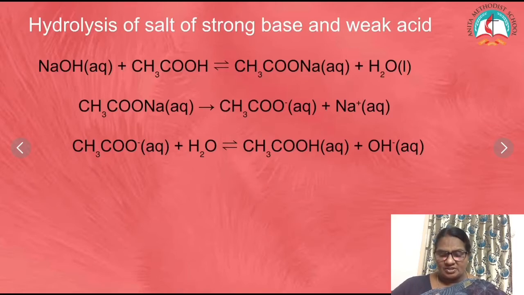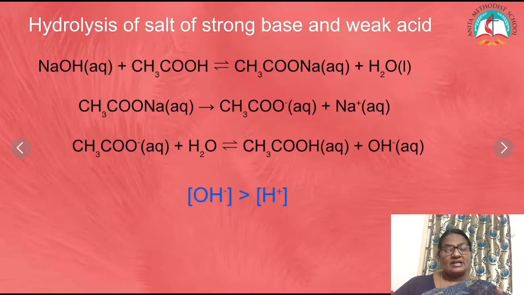So now in this solution, what are the ions I will be having? I will have Na plus, acetic acid, acetate and OH minus ions. The H plus ions are completely neutralized by acetate ions. So here the concentration of the hydroxyl ion is greater than the H plus ions, and therefore the solution is, what? It is basic in nature.